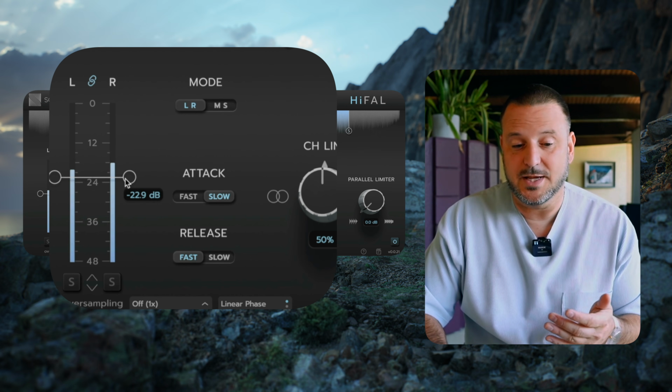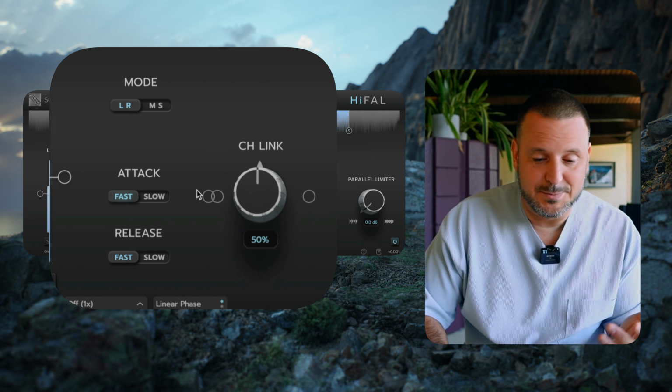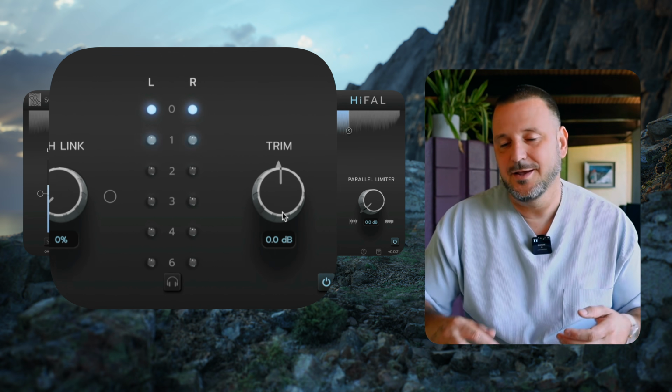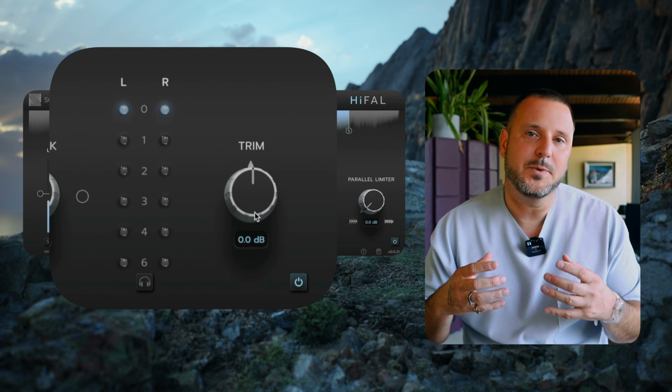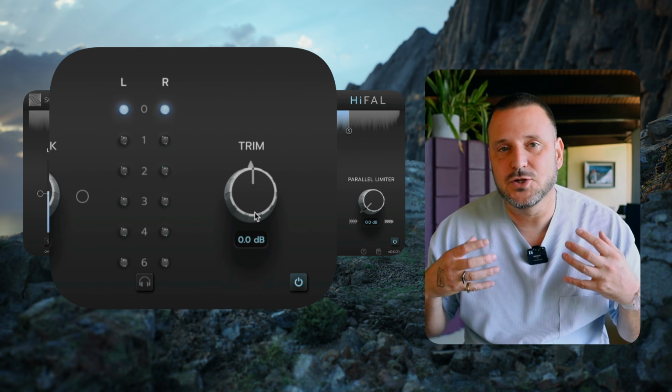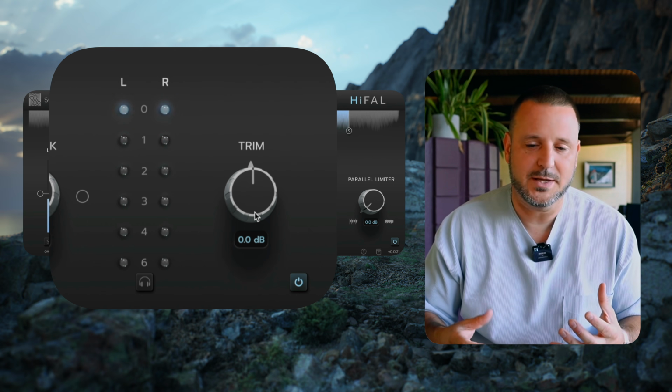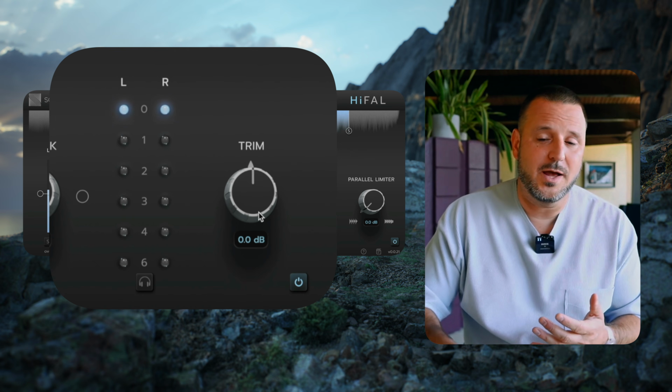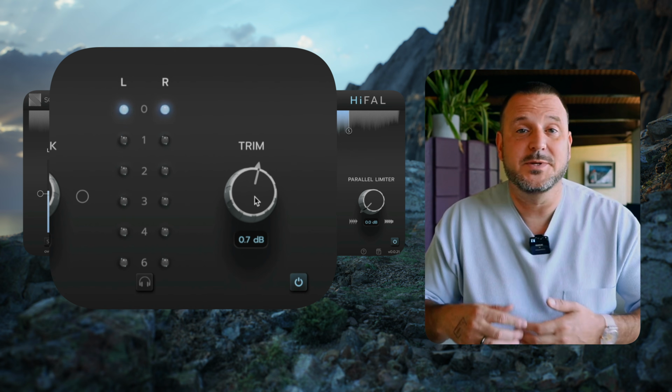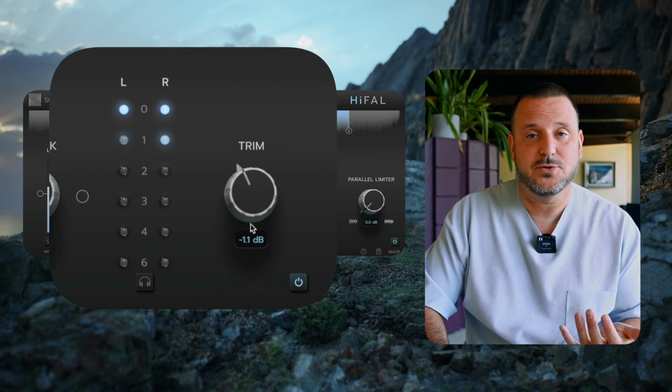The first thing I'll do is set the amount of gain reduction, then the speed, the channel linking, and then I move to the trim to determine how much of it I need to contribute to the entire balance of the mix. If I'm dealing with a dark song, I may bring the trim up, and if I'm dealing with a bright song, I may bring that trim down.